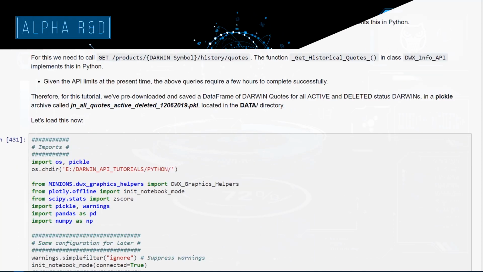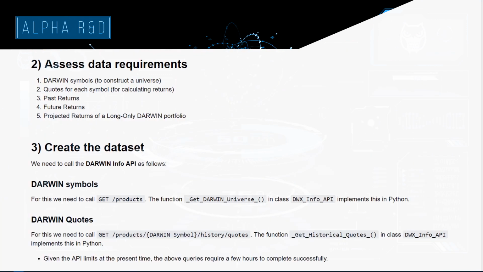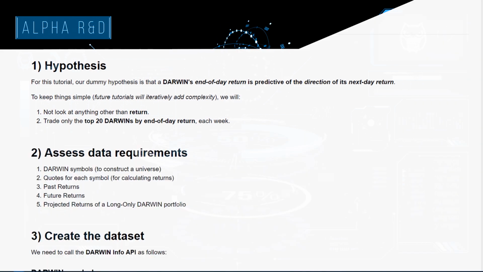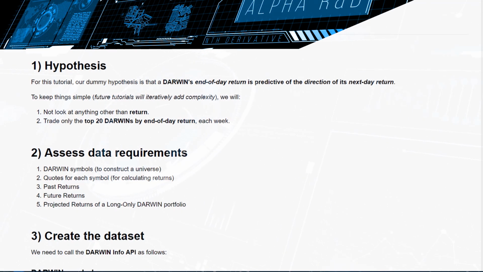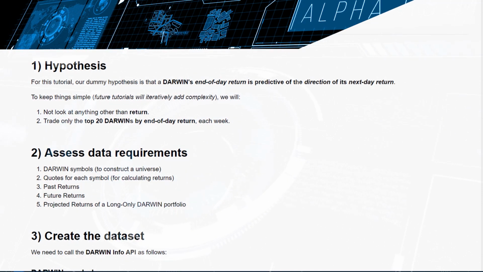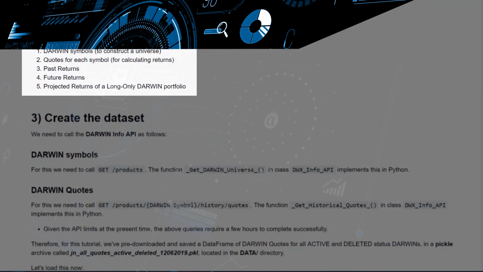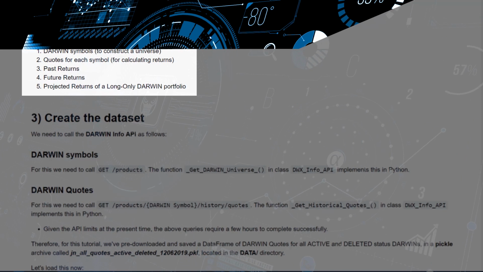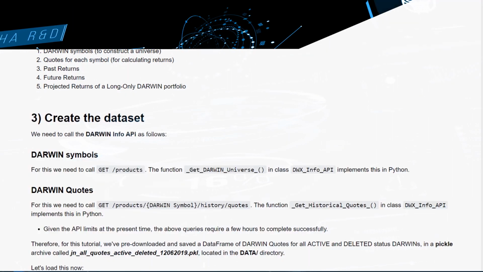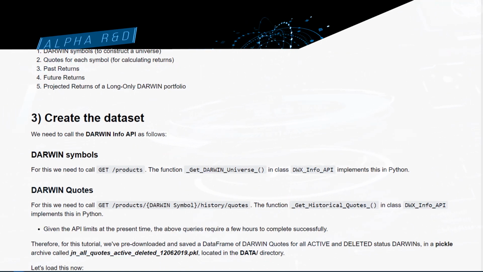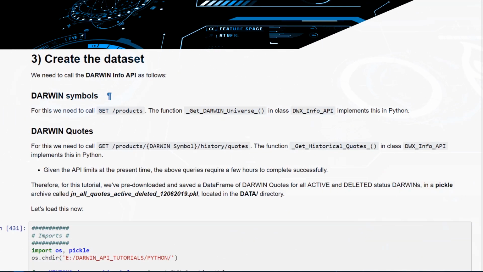And that's essentially it. And once we have the data, just to recap really quickly, our hypothesis is that we're generating a momentum factor that looks at end of period returns as possibly predictive of the direction of future period returns. It then calculates various periods over these returns using past and future returns that we need to calculate using quote data from our Darwin universe. It then calculates projected returns for a long-only Darwin portfolio and goes ahead and processes it.